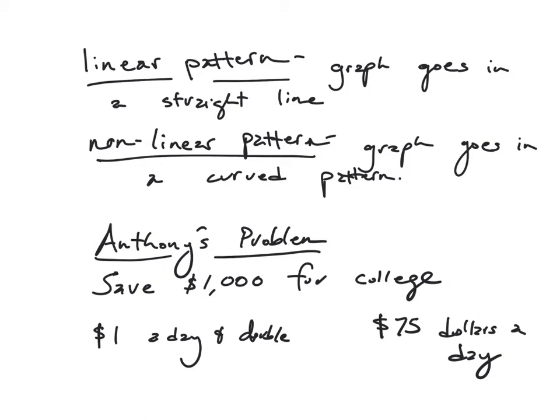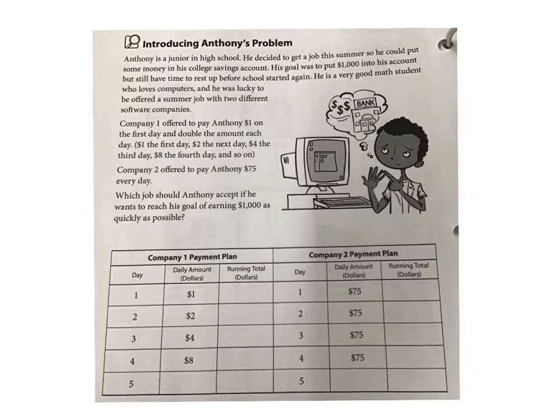Now, we're going to talk about a gentleman named Anthony today. He's trying to save $1,000 for college, right? He's a junior in high school, and his goal is to put $1,000 into his account and still have some time to rest up before school starts. He's a very good math student who loves computers and was lucky to be offered a summer job with two different software companies. Company number one offered to pay Anthony $1 on the first day and double that amount each day. So $1 the first day, $2 the second day, $4 the third, $8 the fourth, and so on.